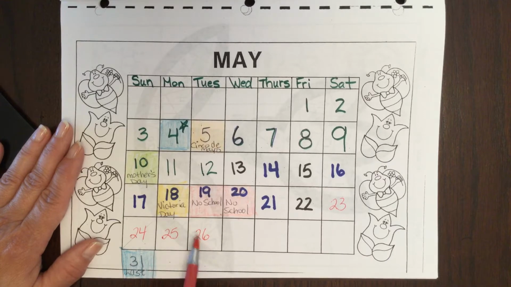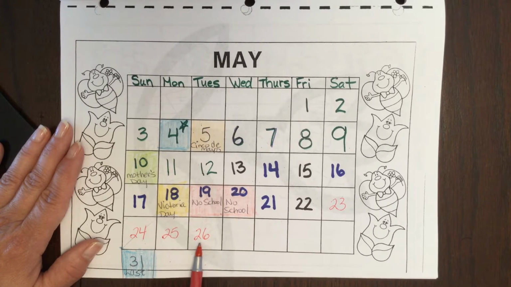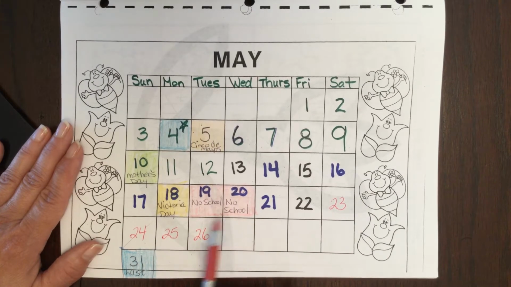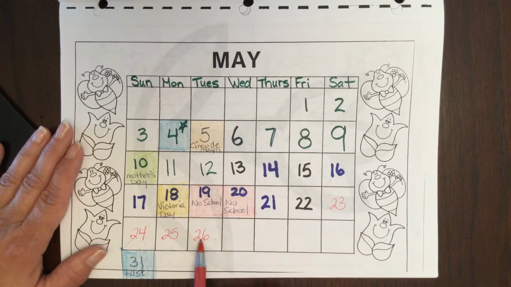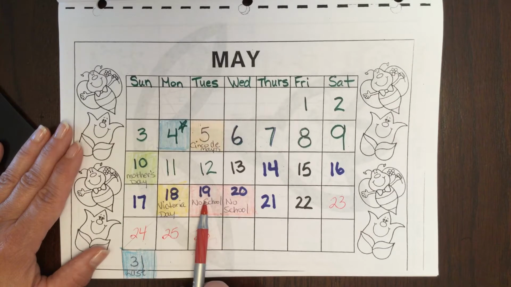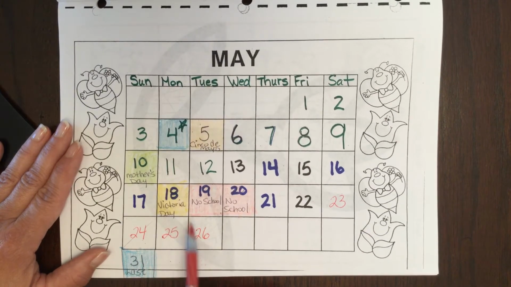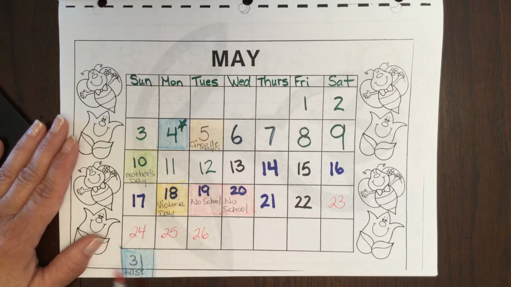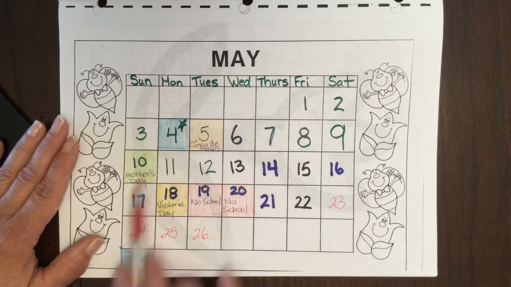Counting backwards from 26, we have 1, 2, 3, 4, 5, 6 days. 26 minus 6 equals 20, which takes us to one of our no school days. 7 days. 26 minus 7 would equal 19, which would take us to another one of our no school days. And 26 minus 8 would take us to Victoria Day. We can count backwards to Mother's Day to see how far back it would have been.